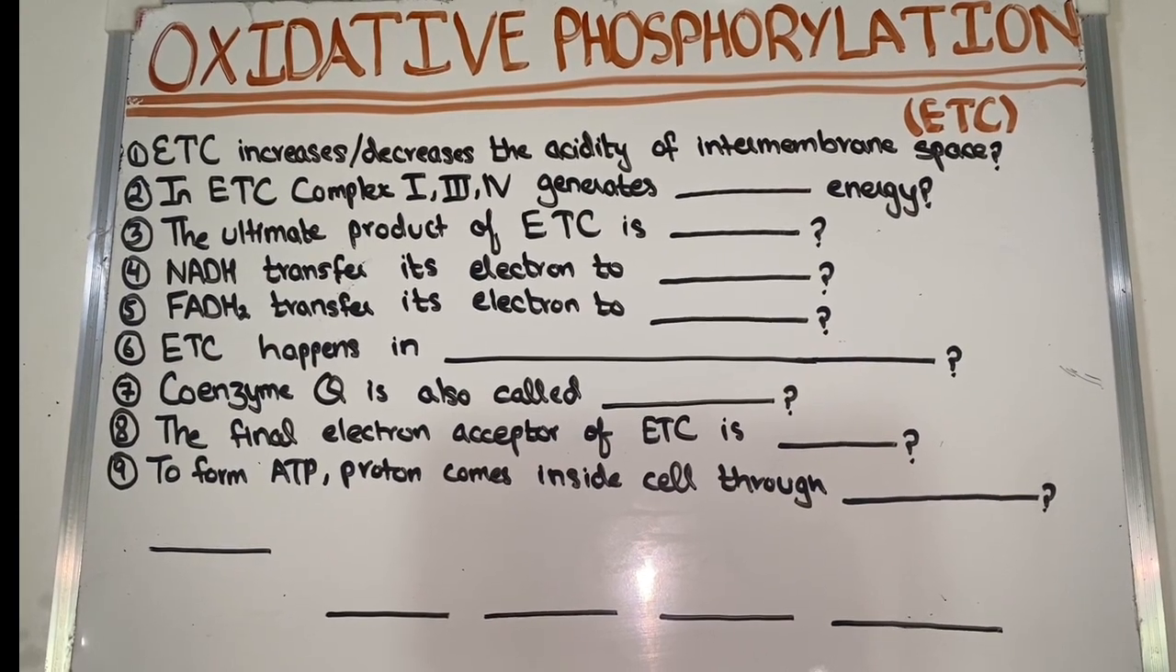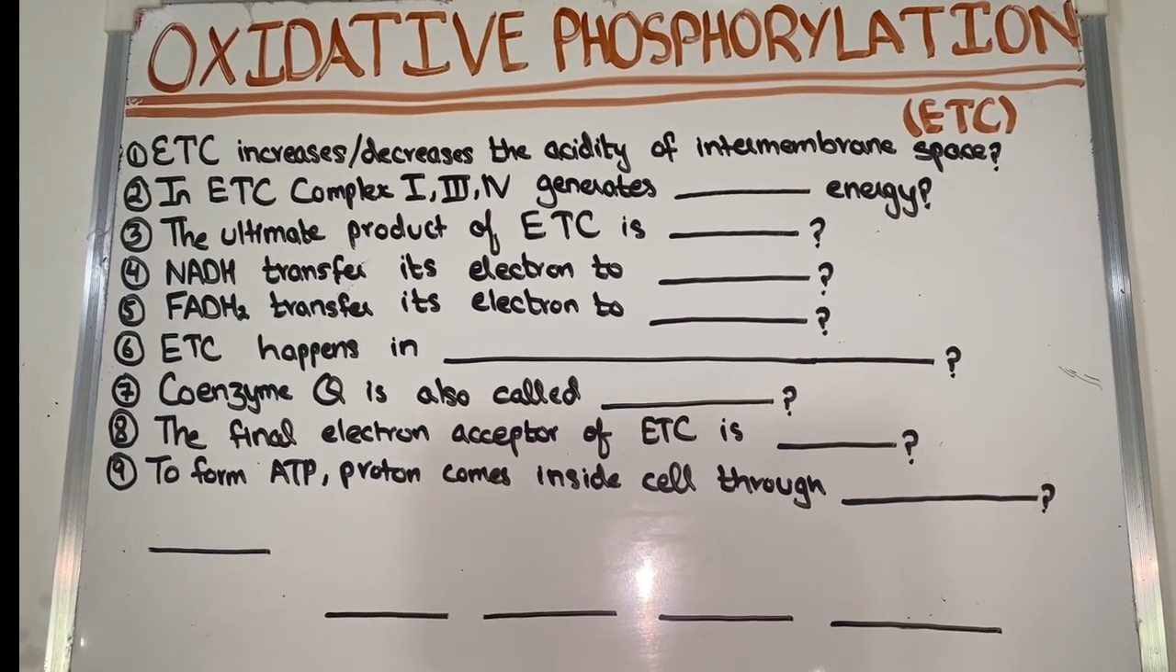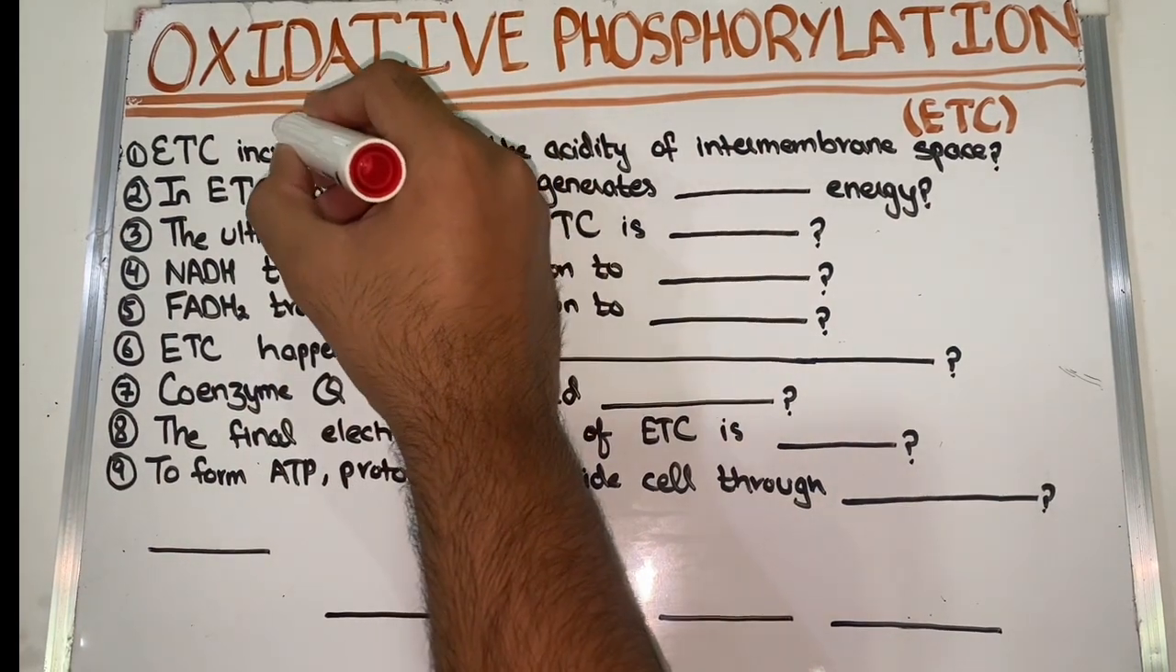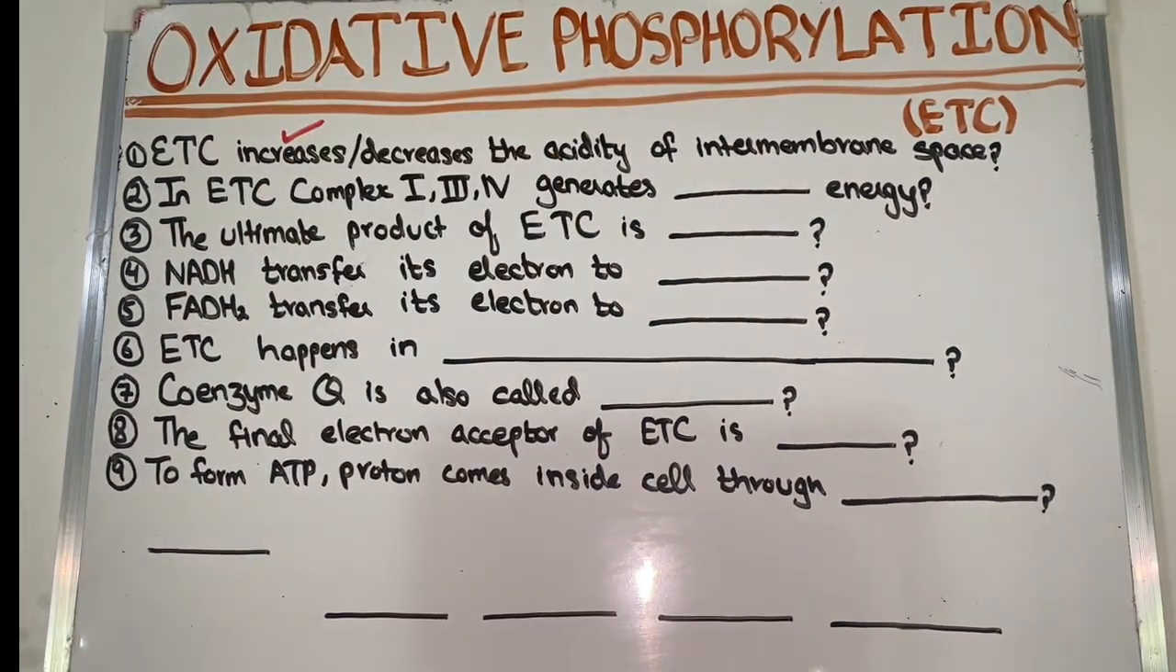Electron transport chain increases or decreases the acidity of intermembrane space? As we know that in electron transport chain, hydrogen moves out of the complexes, so it increases the acidity of intermembrane space. The second question is, in electron transport chain complex 1, 3 and 4 generate which type of energy?